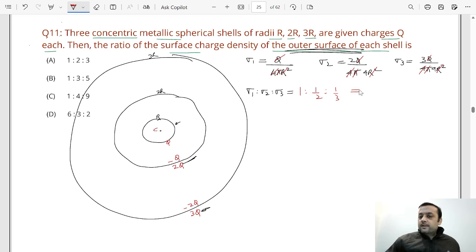They have put that in proper numbers, so you can multiply this whole thing by 6. So 1 will become 6, half will become 3, and 1 by 3 will become 2. So 6 is to 3 is to 2 will be the correct answer for this question. I hope you would have understood. Let us see the next question.